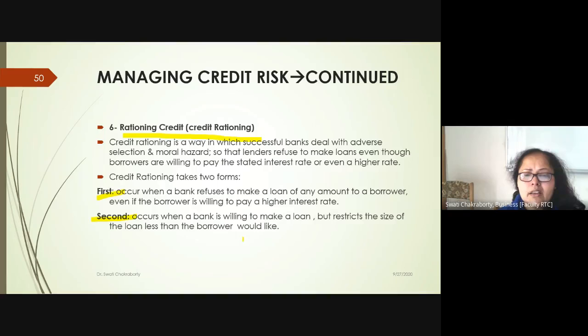Secondly, the bank is willing to make a loan but restricts its size to less than what the borrower would want. One is not giving at all, even if the borrower is willing to pay high interest. The second is that the bank will give, but reduces the size of the loan to less than the borrower would want.